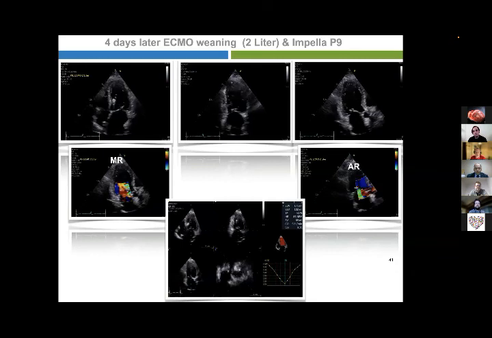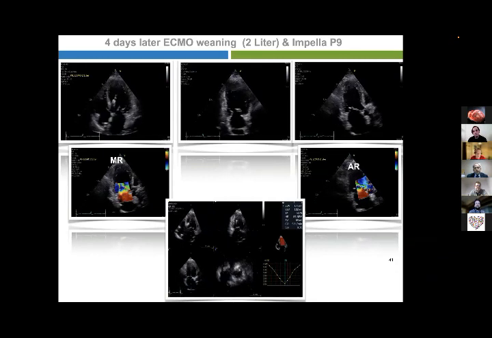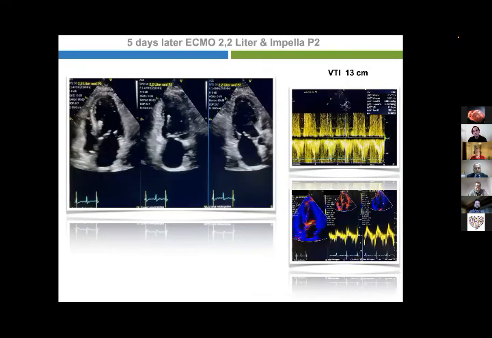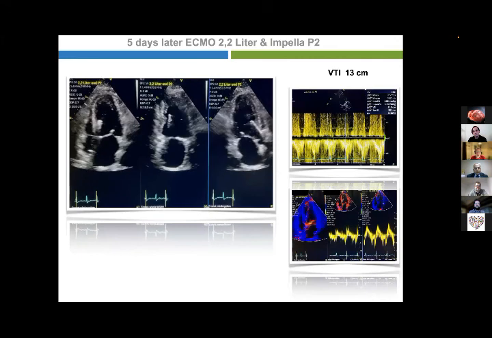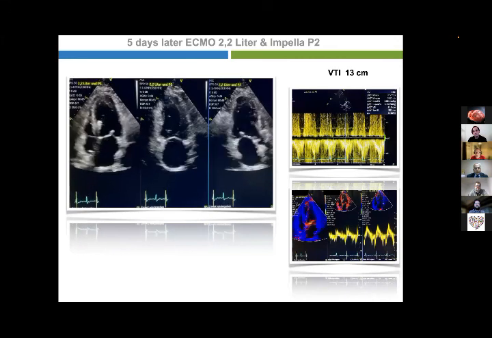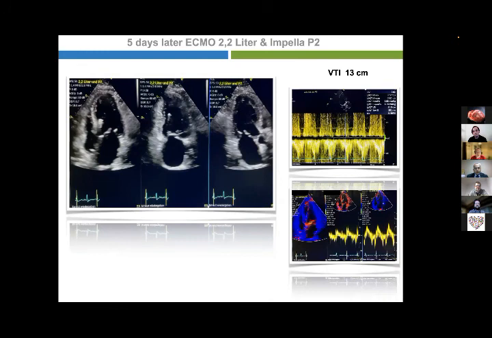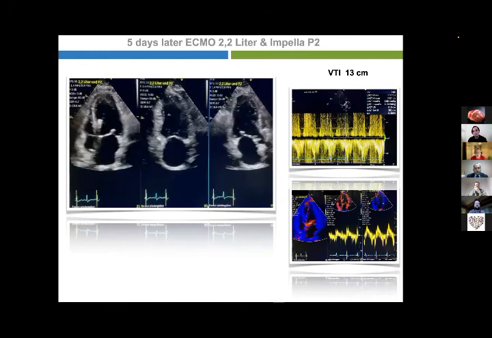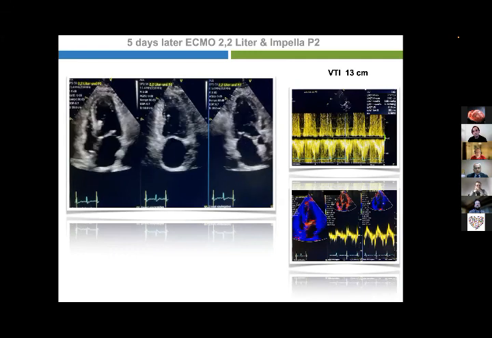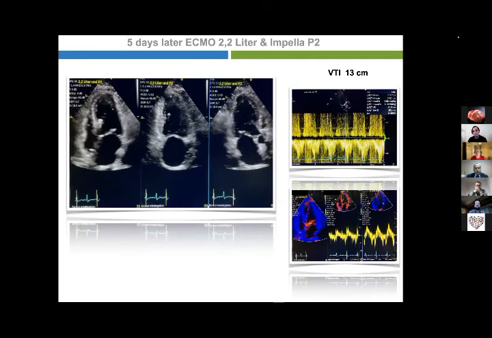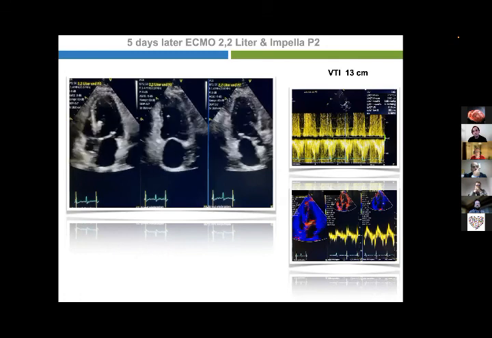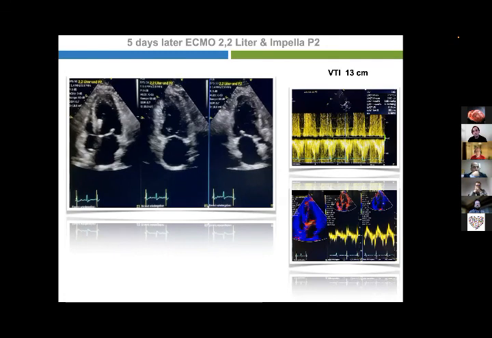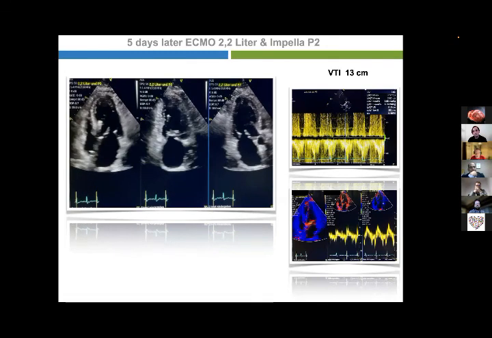And the LV function, as you see here with the 3D, was measured at 41%. So then we could manage after 1 day again to reduce the impeller as well. So we have a P2 venting here. And as you can see, the LV function is still stable. It's about 40%. VTI of LVOT is 13, and the S-max is quite doing well as well.